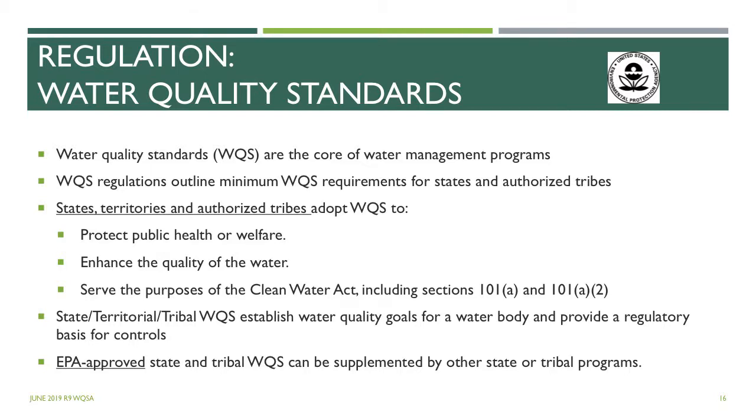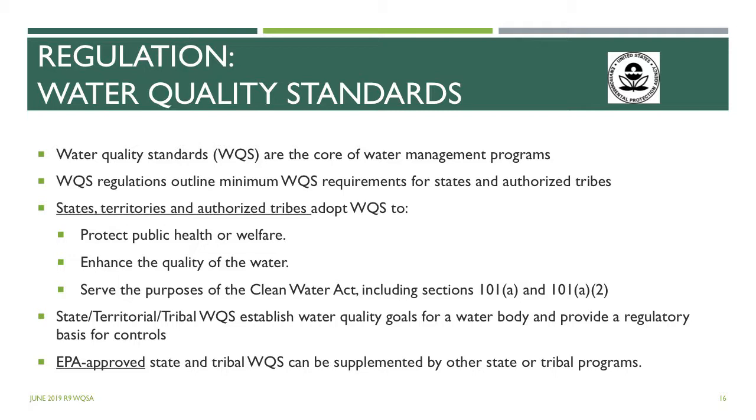Okay, so water quality standards. The Water Quality Standards Program really is a joint effort between states, authorized tribes, and EPA. It's the core of the water quality management programs that establish the goals for a water body. Our federal water quality standards regulations outline the minimum requirements for states and authorized tribes when writing their own water quality standards, in order to meet the Clean Water Act.